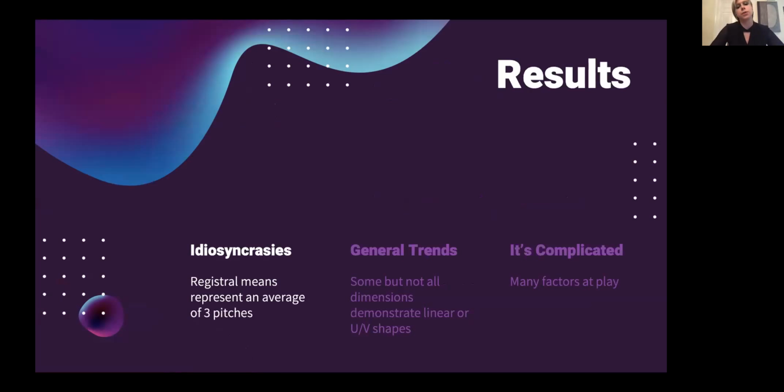But I did notice the idiosyncrasies that I thought there might be. Sometimes there's so much variation that chromatically neighboring pitches might even be more different than registers or dynamics. But there were general trends. Some of these were linear, and some were more U or V shaped. Ultimately, though, it was kind of complicated.